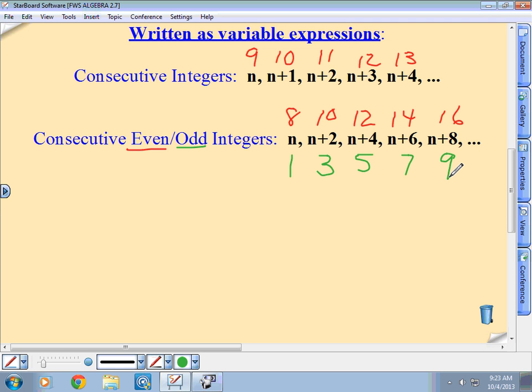So if something says 2 consecutive integers, and they don't tell you what the numbers are, that's n and n plus 1. That's all they're talking about.